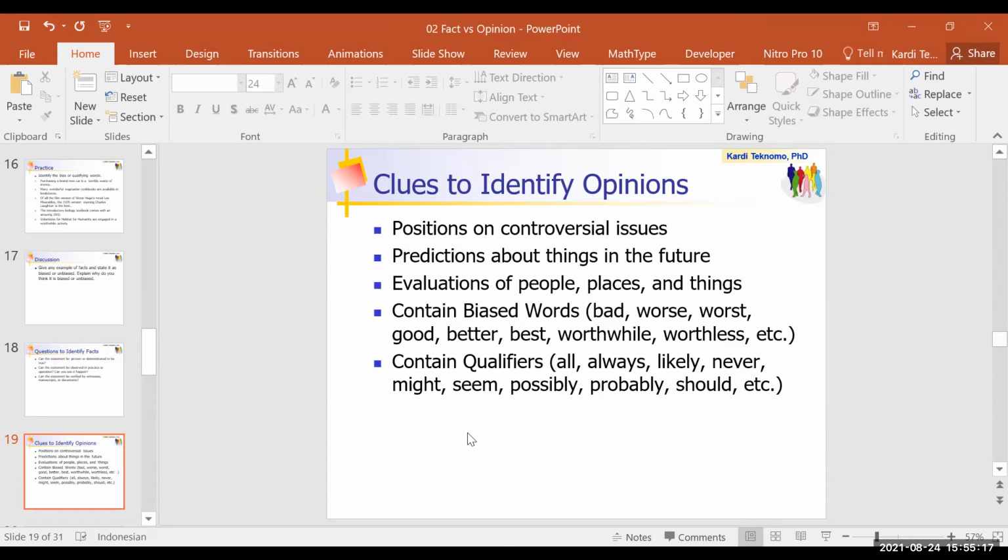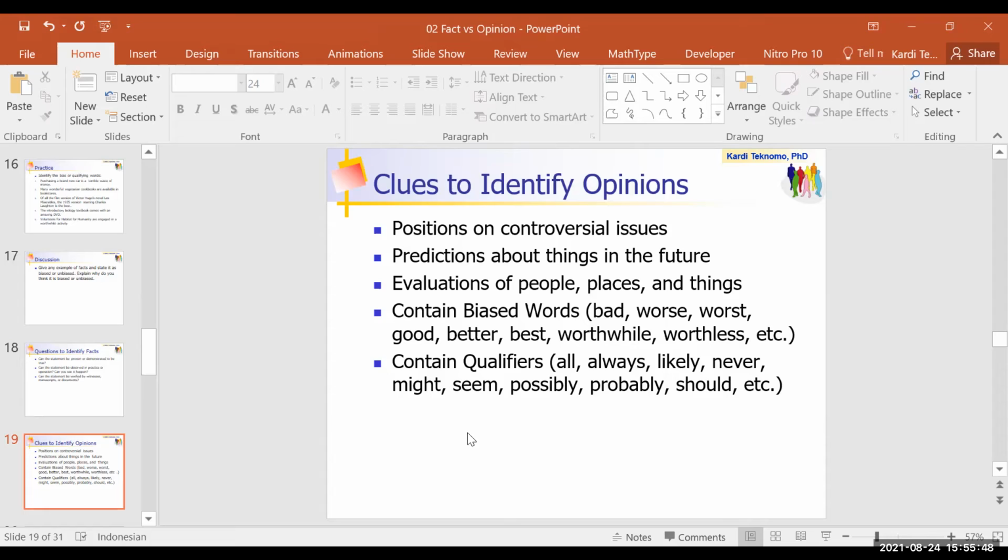Okay. First is the position on controversial issues. Okay. Second is prediction about something in the future, like the first example a while ago. Yeah, Cardi will go to heaven. So it's a prediction about the future, then it's an opinion that we never know, right? So third is evaluation of people, place, and things. Okay, it's a judgment.